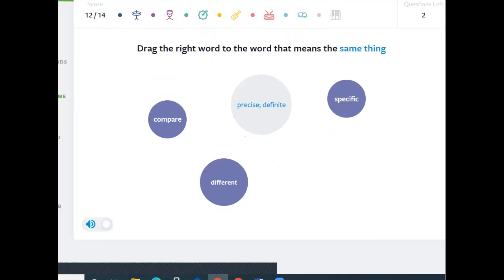Awesome. We're almost there. Drag the right word to the word that means the same thing. So we have precise or definite. Compare, nope. Precise, definite, is specific.